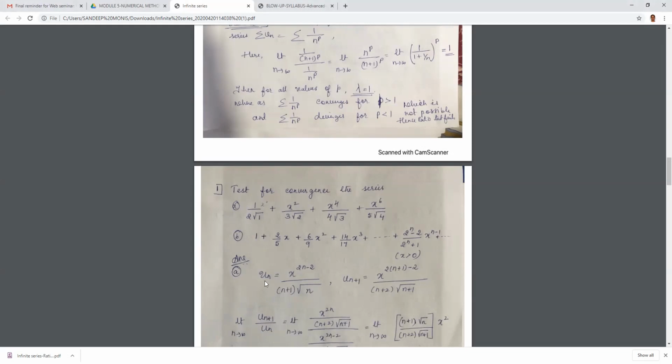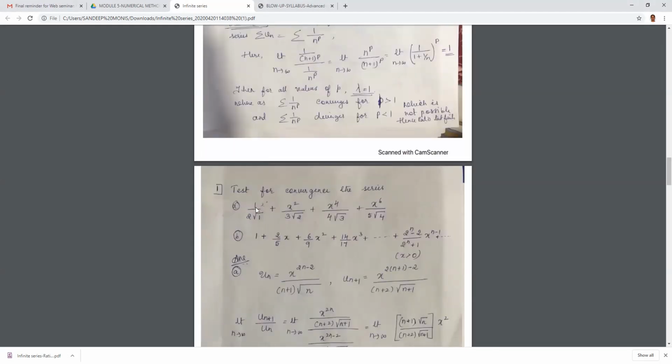So if you want to check, let me check the second term. Let me put n equal to 2 now. So what do you get? Root 2, 2 plus 1, 3, correct? Then x to the power 2 into 2, 4. 4 minus 2 is how much? 2. Okay?